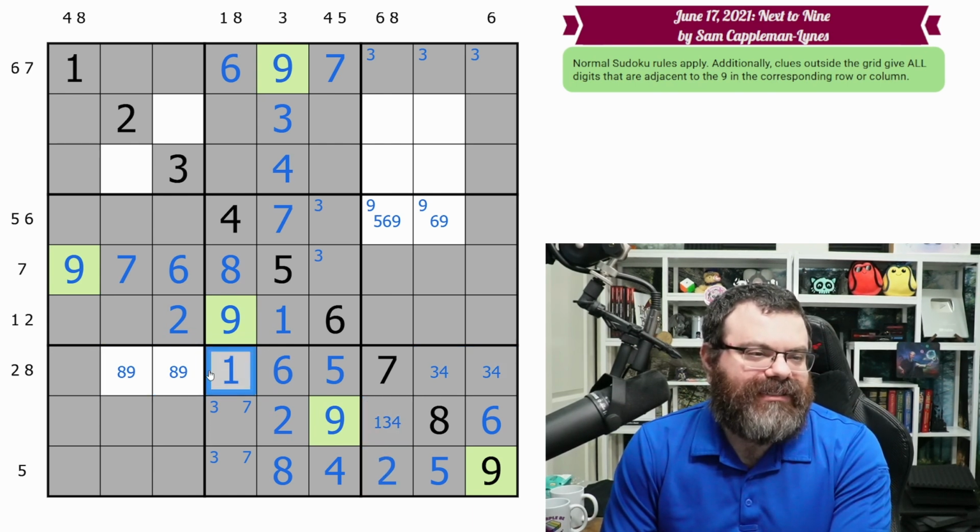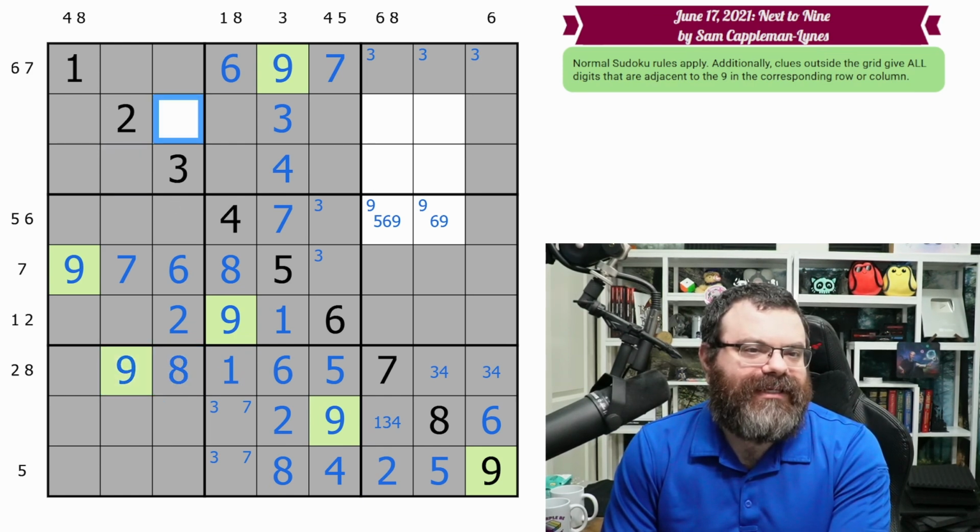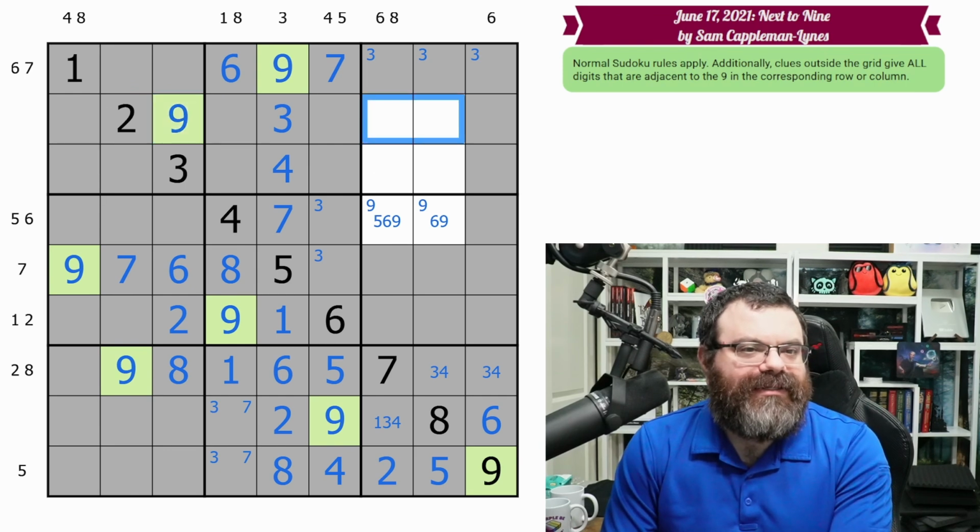So now the 9 can't be here because it can't be next to the 1. So that's 8 and that's 9. So let's gray that. Let's green that. Gray that because of the column. So that makes this the green 9. We'll gray these two.